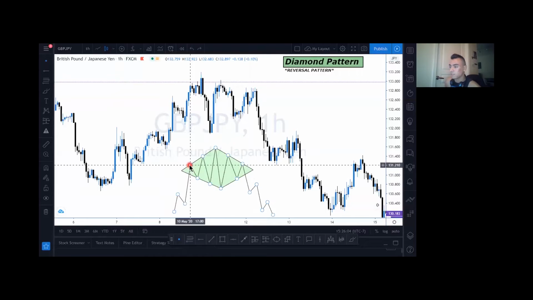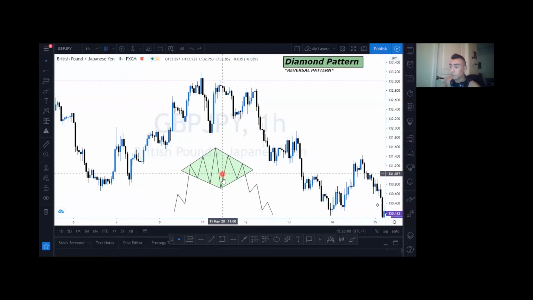So price comes in, gives a higher high, higher low, higher high, lower low, higher high, lower low, lower high, higher low. I know it's kind of confusing, but at the end of the day, it's just literally filling in the diamond shape, starting narrow, getting wider, and what we're looking for is this point right here. We want to find this last touch on the top right of the diamond.